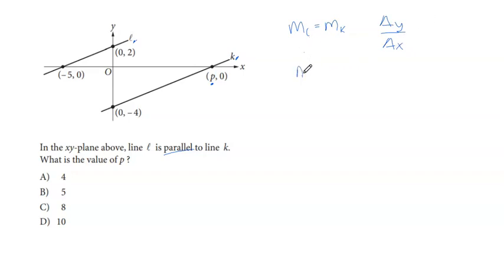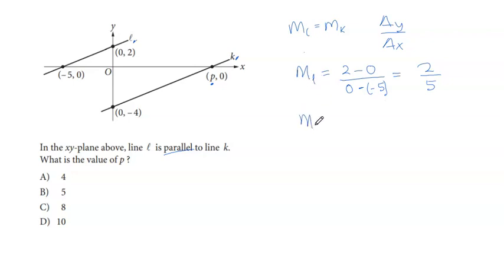So for ML, I'm going to write 2 minus 0 as the corresponding y. And then I come back here, 0 minus, and then there's another minus here. So it's 0 minus 5, right? So if we work this, it's going to be 2 over 0 minus 5, which is 5. So that's the slope of L.